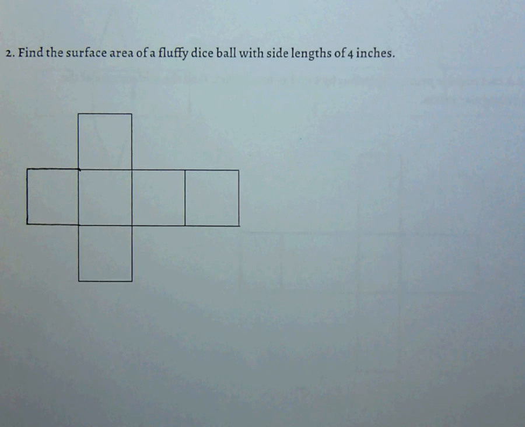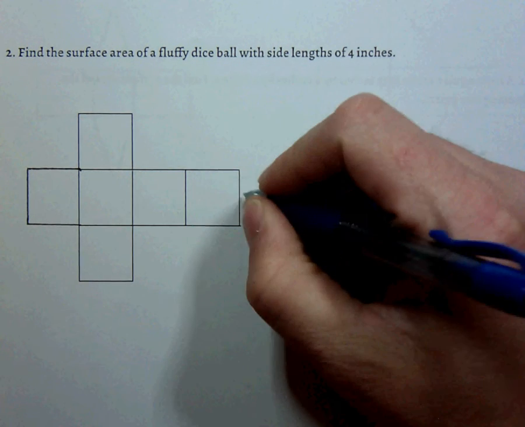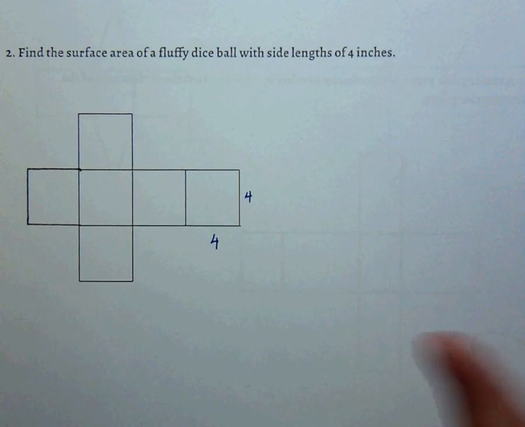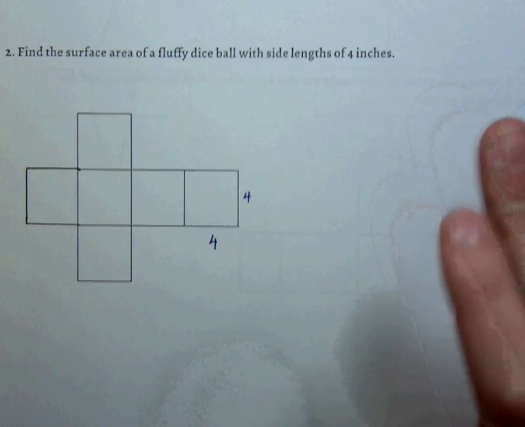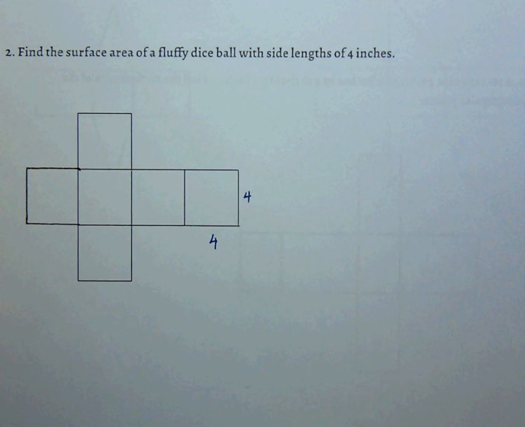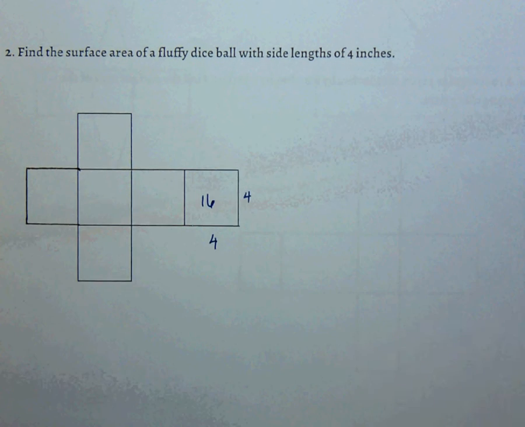Number 2, find the surface area of a fluffy dice ball with side lengths of 4 inches. All right, cool. So we have 4 inches on each side. 4, 4. And I'm just going to say this, for cubes, because it happens every single time this way, you don't have to draw the net. And that's the only shape that I don't want you to draw a net for. So this is a fluffy dice ball. You've got 4 times 4, so this is 16. And there's 6 of them.